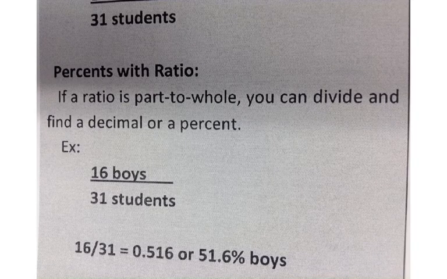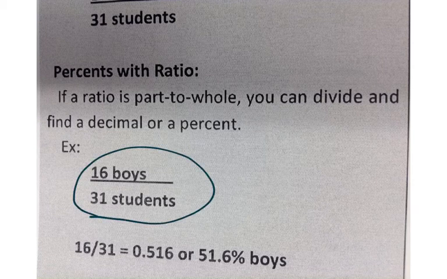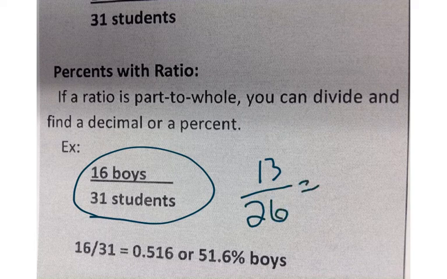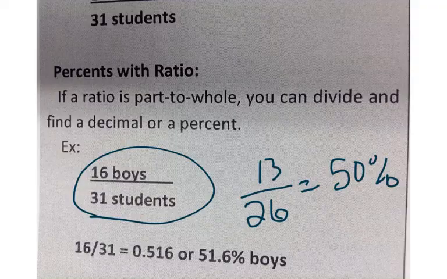You can also use percentages with ratios. If you know that there are 16 boys for every 31 students, you can translate that into a percent by dividing, and you would get 51.6. This is the exact same way that you do your percentages on a test. For example, if you got a 13 out of 26, you would know that percentage would be a 50% on the test.